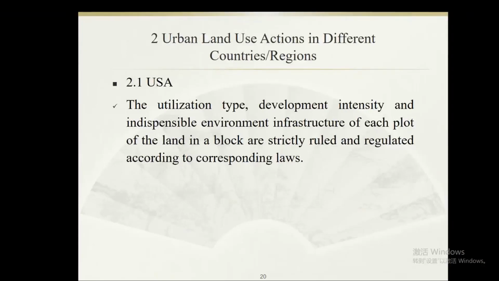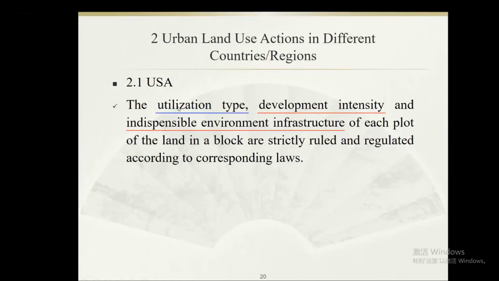In the US, the land use inside a city, especially along a bus line or railway line, the utilization type, development intensity, and indispensable environment infrastructure, for example the parking lots and the green land of each plot of the land in the block, are strictly ruled and regulated according to corresponding laws. Different cities and different states in America have different laws, but somehow similar.